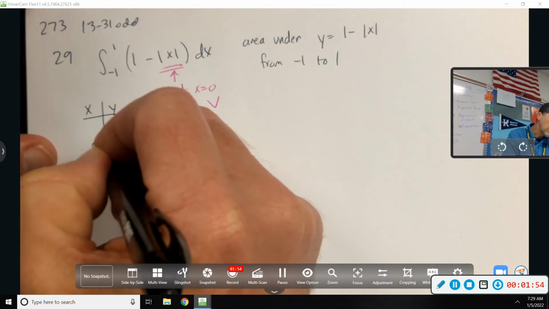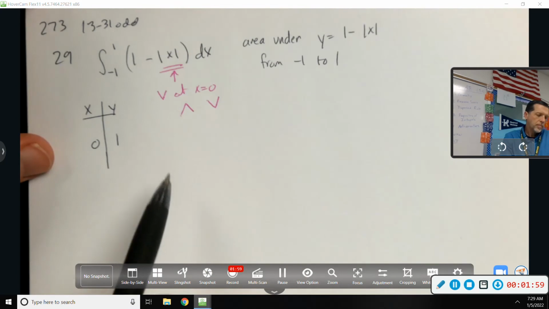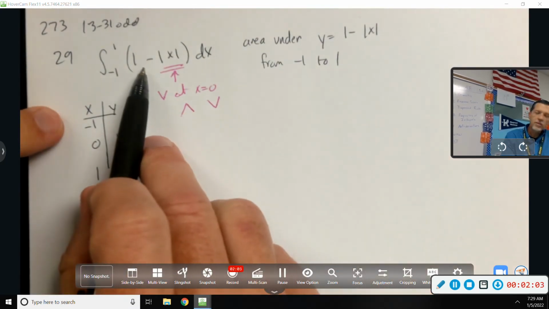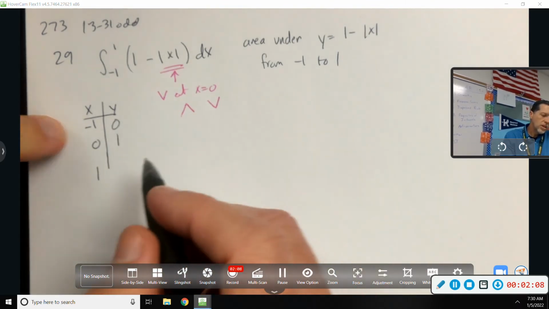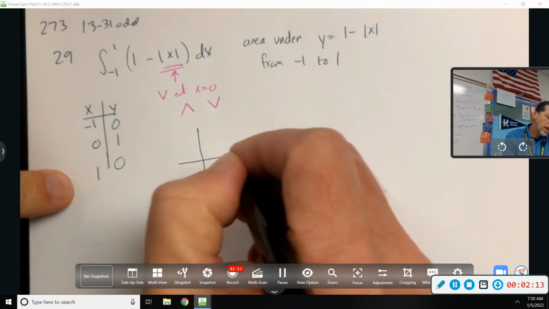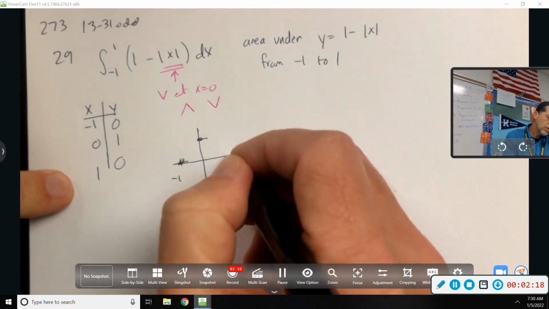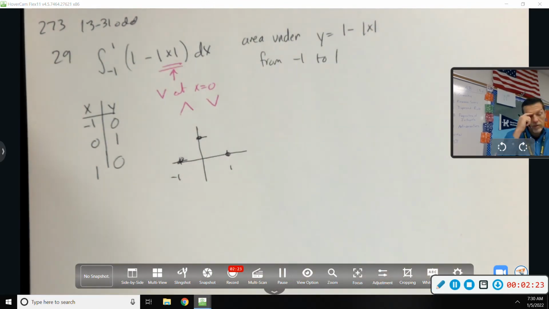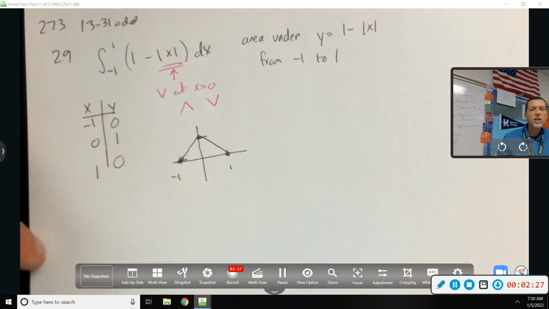You definitely want 0 in there because that's where the point is. And we're only going from -1 to 1. So if I plug in -1, I get 1 minus 1, which is 0. I plug in 1, 1 minus 1 is 0. So -1, 0, 0, 1, 1, 0. And I know it's a V, so I don't have to worry about how it's curved. It's not curved. It looks like that.